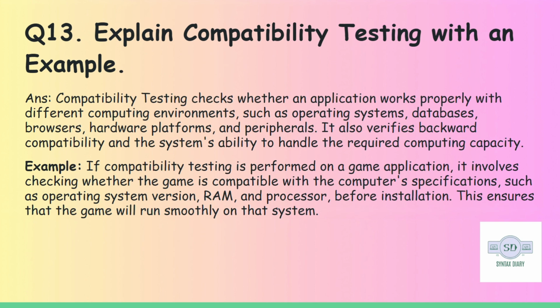Explain compatibility testing with an example. Compatibility testing checks whether an application works properly with different computing environments such as operating systems, databases, browsers, hardware platforms, and peripherals. It also verifies backward compatibility and the system's ability to handle the required computing capacity. For example, if compatibility testing is performed on a game application, it involves checking whether the game is compatible with the computer's specifications such as operating system version, RAM, and processor before installation. This ensures that the game will run smoothly on that system.